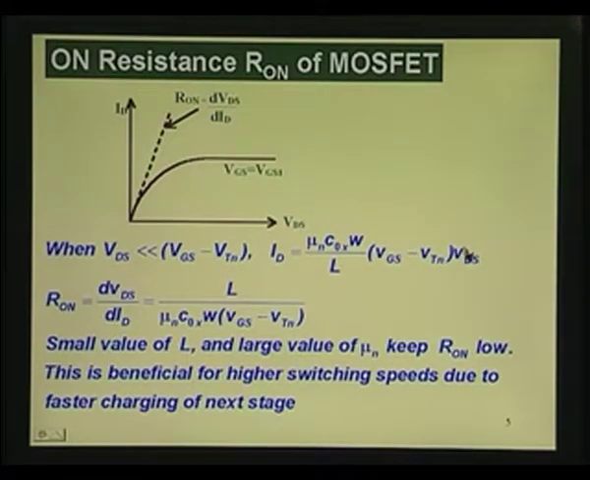ID is linearly related to VDS in this portion. For a given VGS, if you increase it, this quantity becomes less, and ID becomes more. That means VDS divided by ID becomes this quantity, or delta VDS by delta ID is actually this quantity. I am just putting it, you differentiate it. So, instead of putting delta ID by delta VDS, I am putting delta VDS by delta ID.